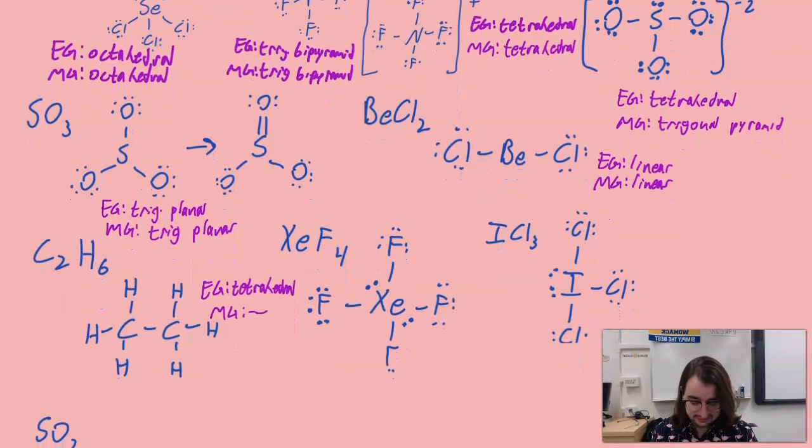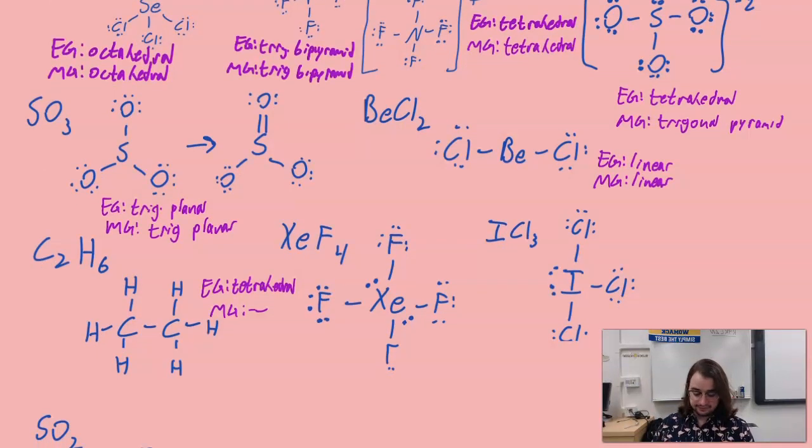Now, if we're looking at xenon tetrafluoride, just count up the number of things attached. Oh, my fluorine lost its little thing there. Just count up the number of things attached to the center atom. There are 6 things attached to the center atom. So its electron geometry is octahedral.